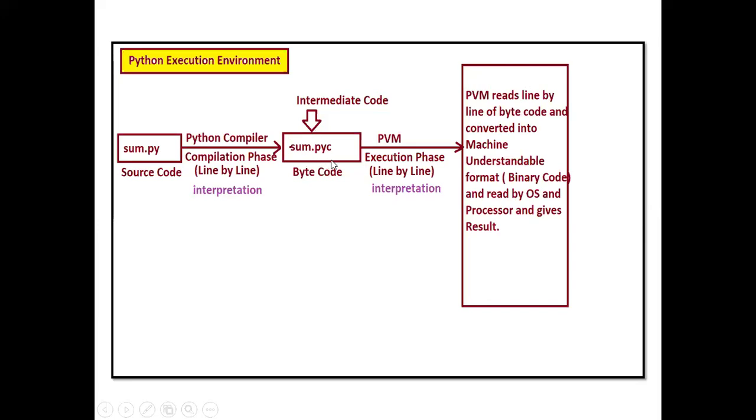When it is converted to the bytecode, that is an intermediate code, what will happen in the execution process? Here, the PVM reads the Python intermediate code and then converts it into the machine understandable code. What is a machine understandable code? That is a binary code, which is read by the OS, right? And finally, it gives the result. Now, the result will be in the format which will be understandable by the end user.